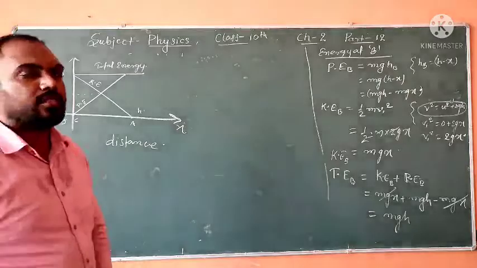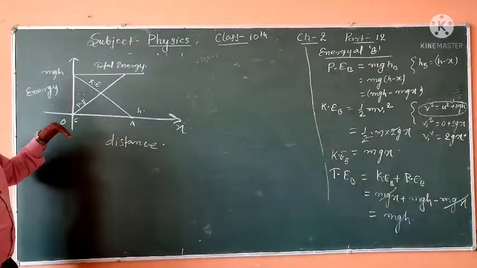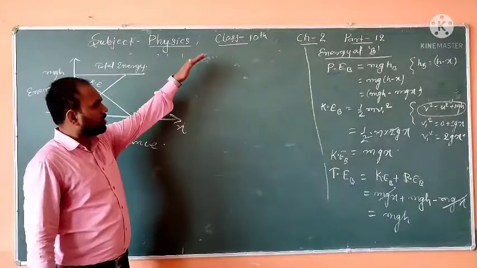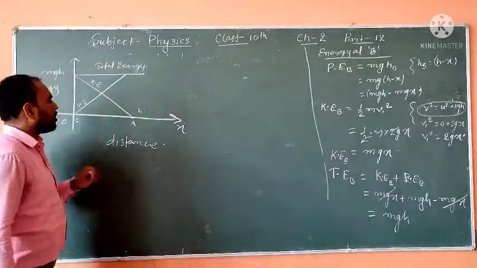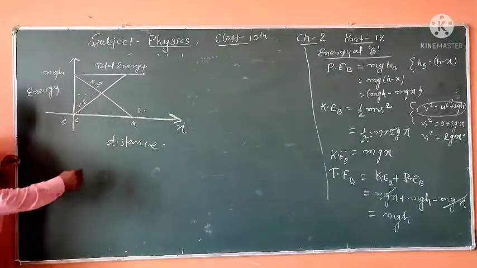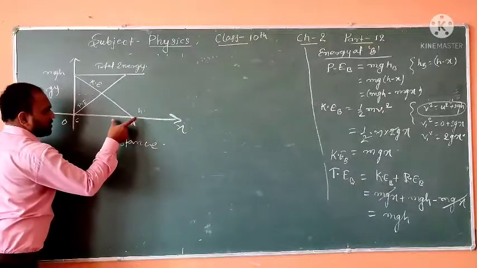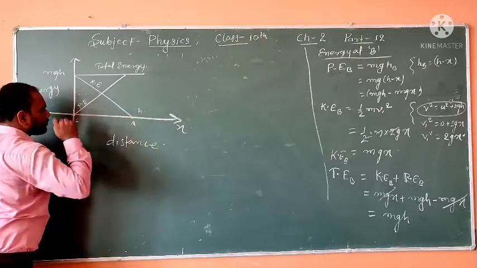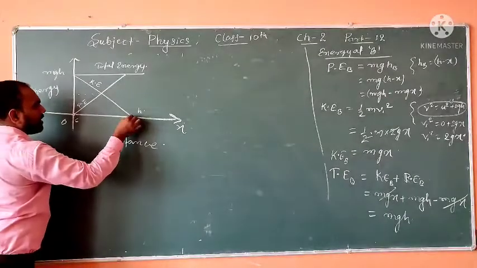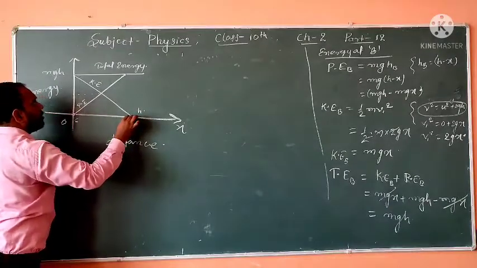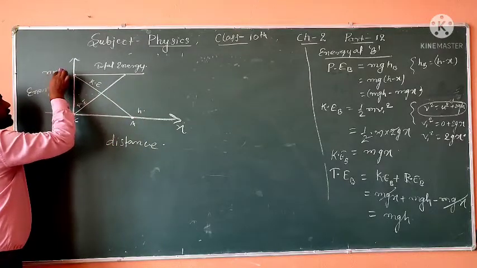This graph is between distance and energy. Distance means how much above the surface of the ground the body is. Let's suppose that the body was at a height h, so distance is represented by h here. When the body was at height h, its potential energy was mgh.